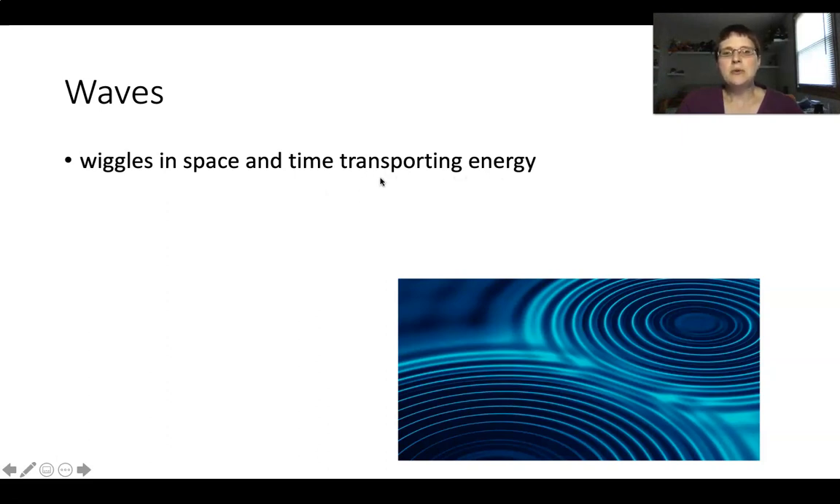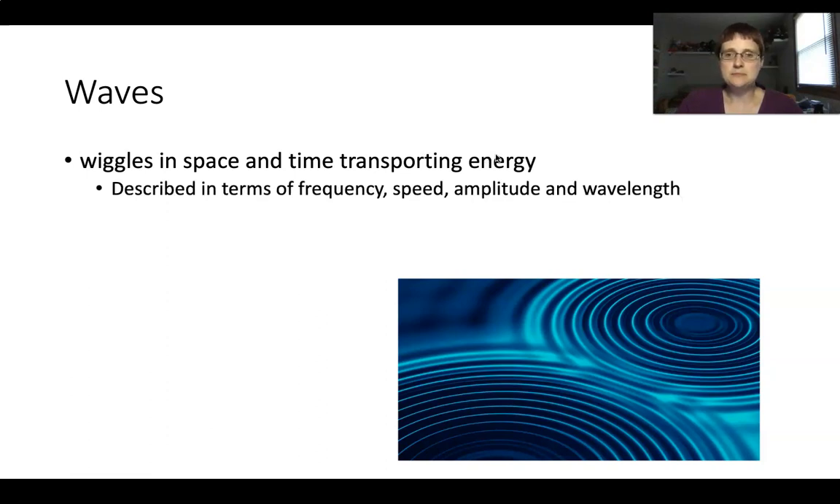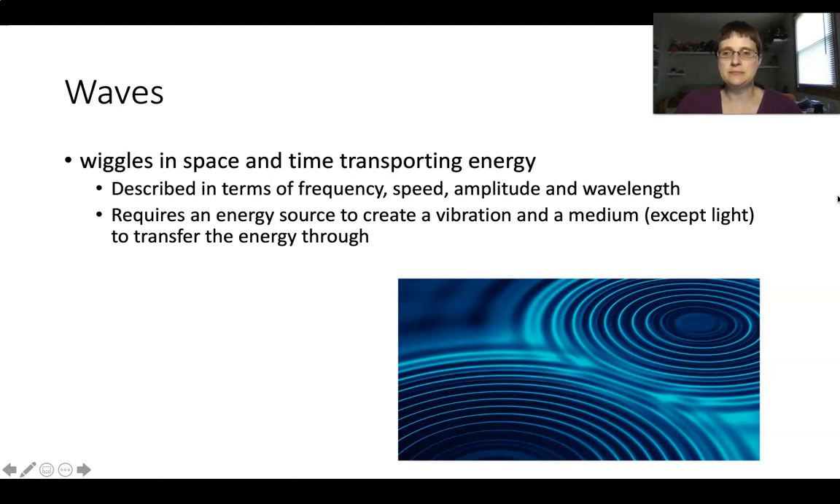They are actually bringing energy with them, and how fast they're doing it, and the amplitude, or how big their waves are, determines how much energy they have. So we'll be looking at that for some of the different waves that we're going to look at. We will be seeing these terms because they are described in terms of their frequency, their speed, their amplitude, and their wavelength. And this is for all kinds of waves. We use these terms. So we'll talk about these terms in a little more detail going forward.